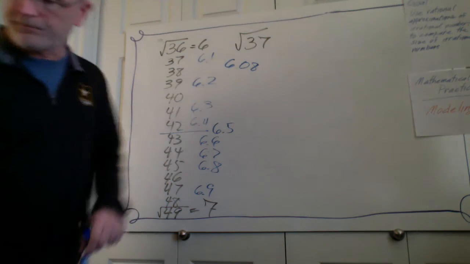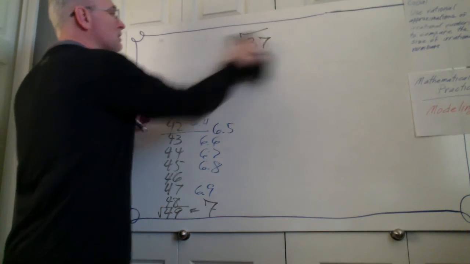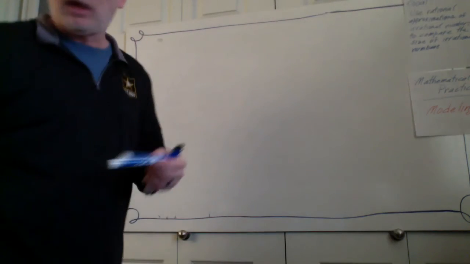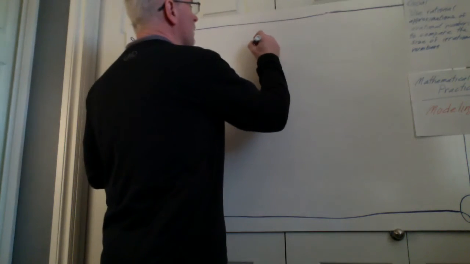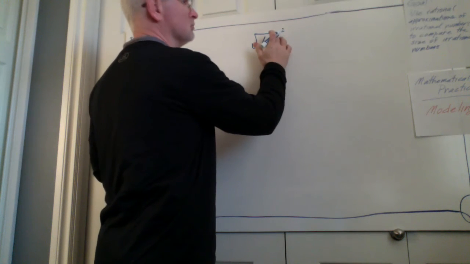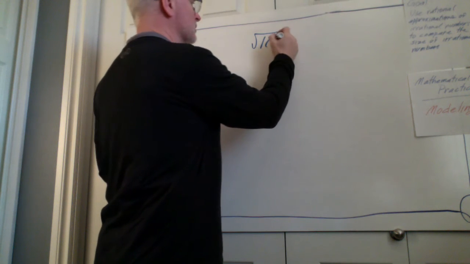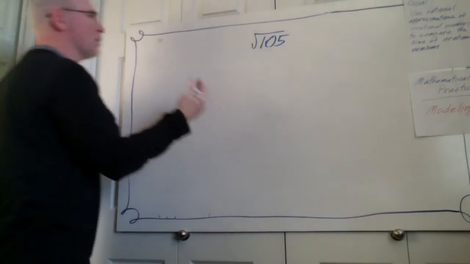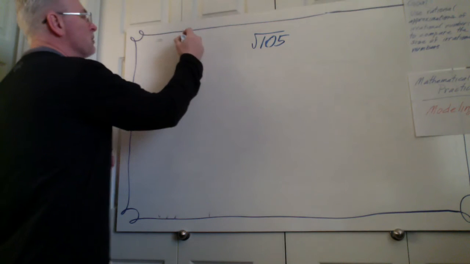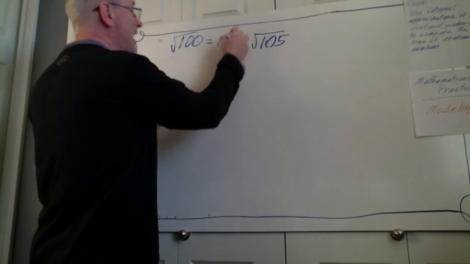I'll do one more with you. One more. We're going to do one more. All righty. I'll just make one up here. Let's go with the square root of, excuse me, 105, square root of 105. Well, I'm going to pick the two perfect squares that I know are close to 105. So my first one is 100, because I know the square root of 100 is 10.